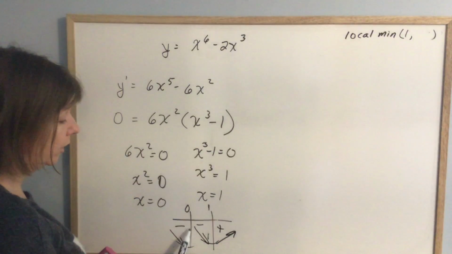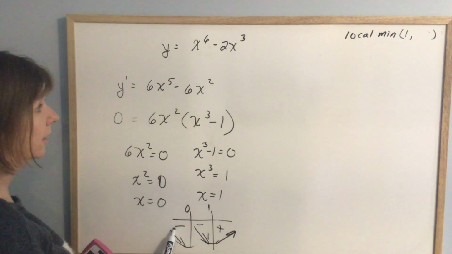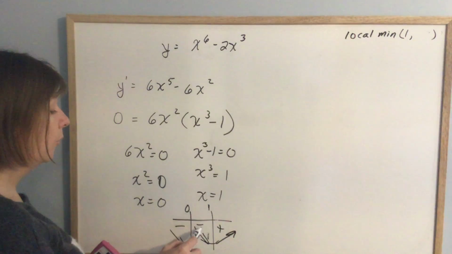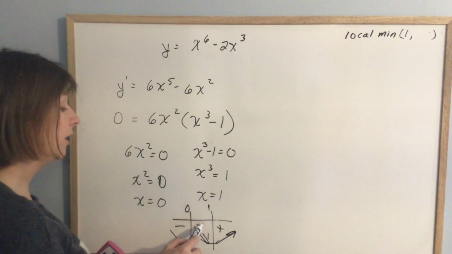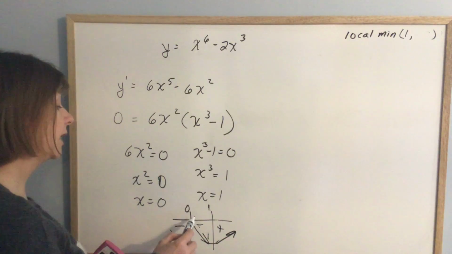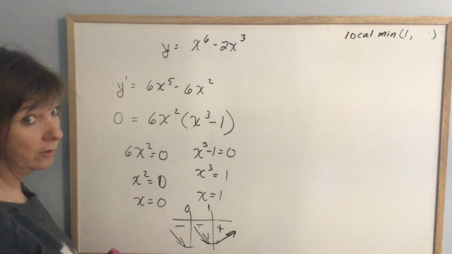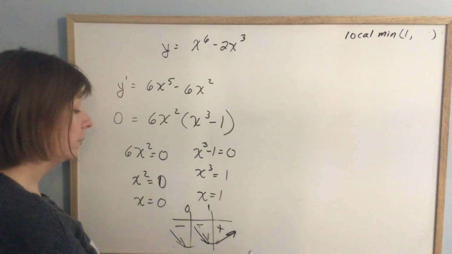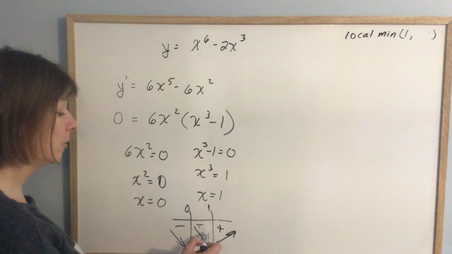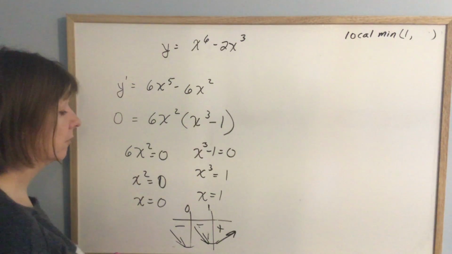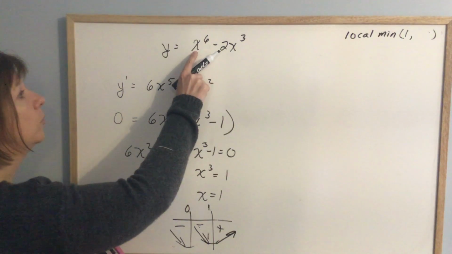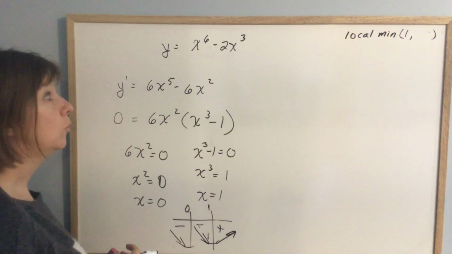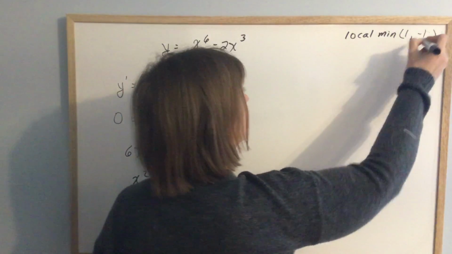So down here, when I picked a number before 0, like -1, I got a negative answer, which meant it's decreasing. When I picked a number between 0 and 1, like 0.25, I still got a negative answer. So it's still decreasing. So there isn't a local maximum or minimum there. When I picked a number bigger than 1, it turned out to be positive, so there's a local minimum there. So when x is 1, that'd be 1 to the 6th minus 2 times 1. So that would be 1 minus 2. So that would be -1.